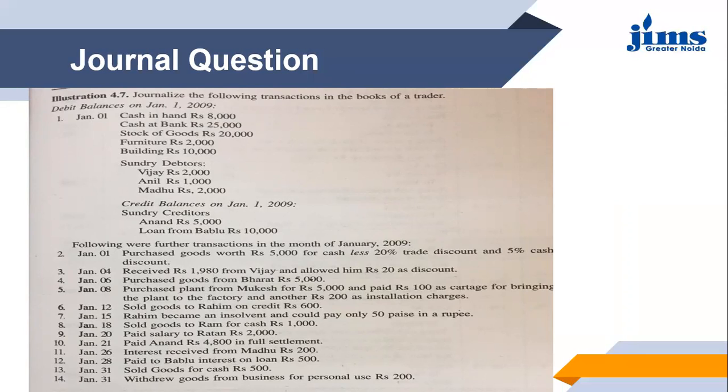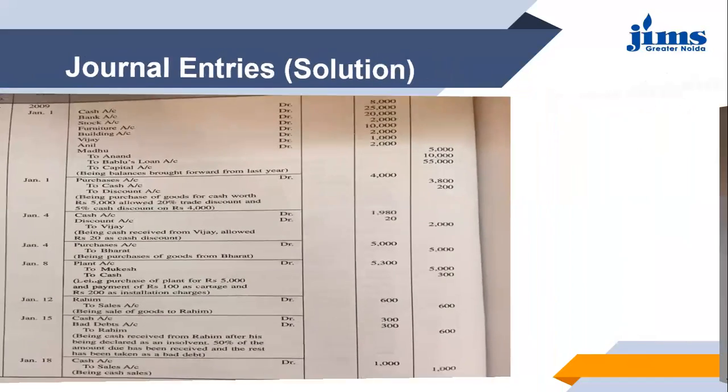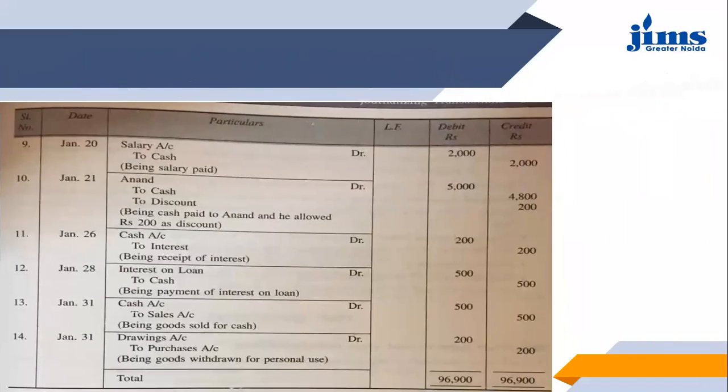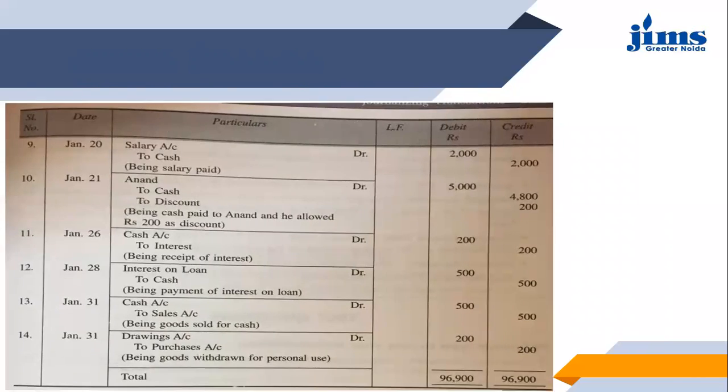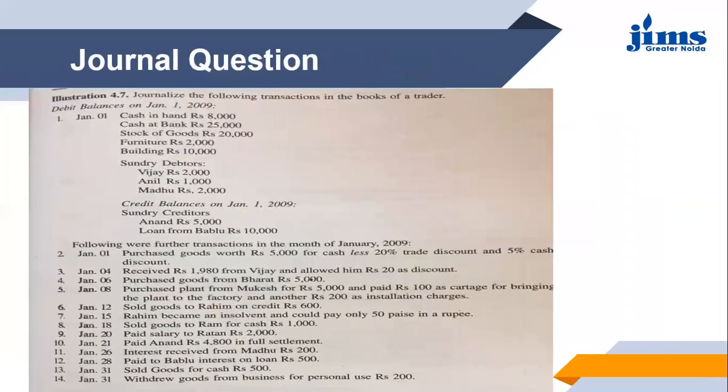So interest received will be a benefit here, and the final journal entry, as you can see here, is cash account debited to interest account, with a small narration being receipt of interest and 200 in the respective column. Then coming to the next entry, that is paid to Bablu, interest on loan 500.